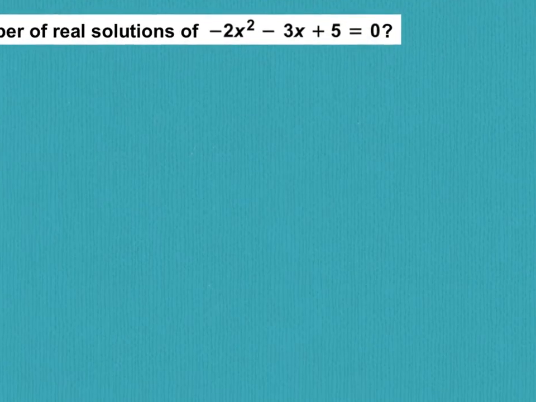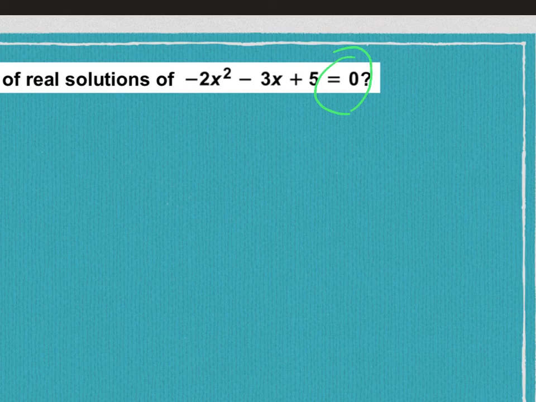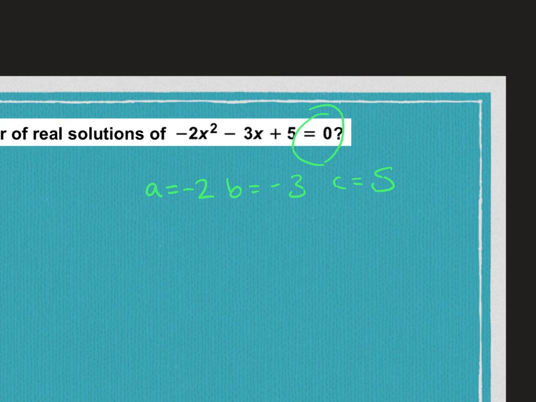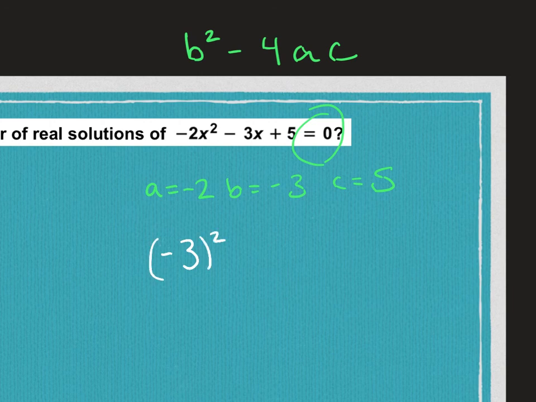Next one. Just like before, we need it to be equal to 0. So it's equal to 0. We can go ahead and start. What's our A? What's our B? And what's our C? Negative 2. Negative 3. 5. So our discriminant formula is b squared minus 4ac. You just have to plug everything in. So b squared would be negative 3 squared minus 4 times a, so times negative 2, times 5.